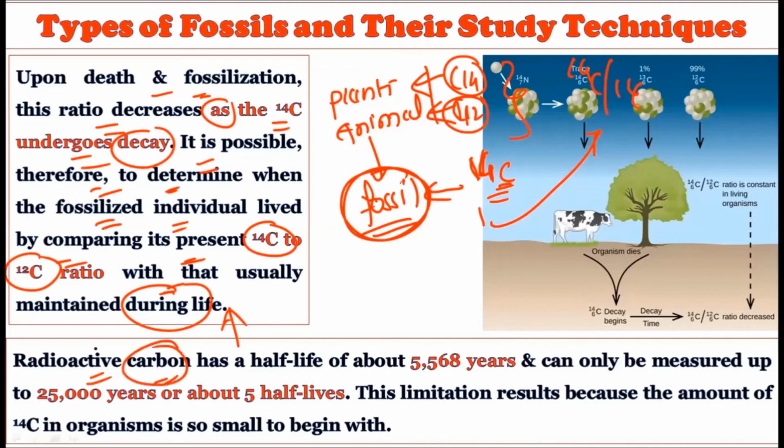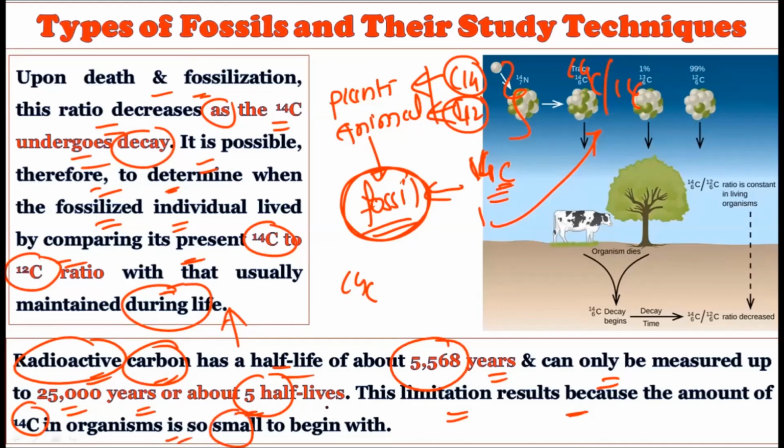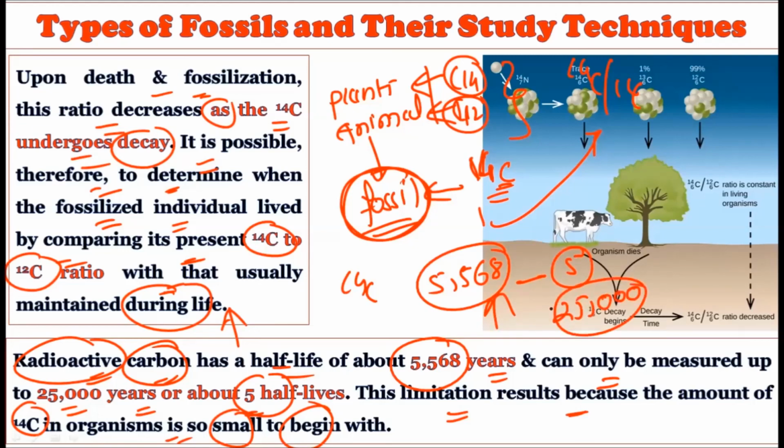See, the radioactive carbon is the C14. It has a half life of 5,568 years, okay, and can only be measured to 25,000 years, or about 5 half lives. This limitation results because the amount of C14 in an organism is so small to begin with. Okay, now see, the half life of C14 is 5,568 years, and we can use it 5 times only, that is for 25,000 years alone. Now, why does this happen? Because the amount of C14 found in the fossil record is very low, and due to this low quantity, we can use it up to 5 times only.